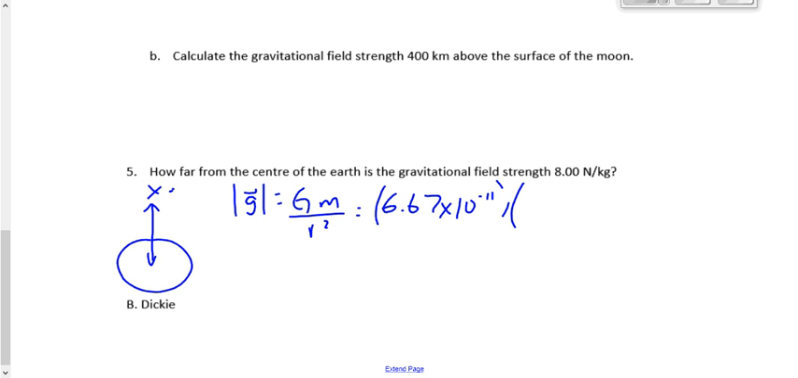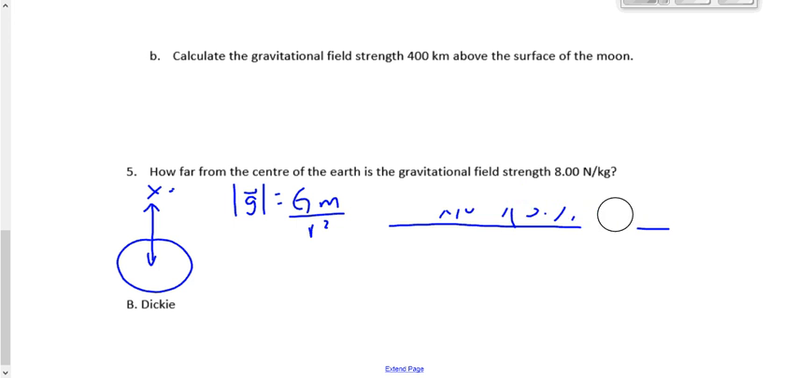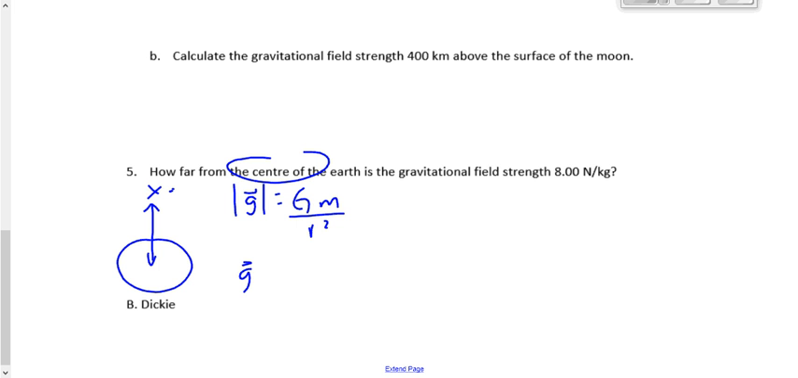The mass here is the mass of the Earth. The mass of the producer is 5.97 times 10 to the 24 kilograms, or 5.98, depending upon which version you're using. Oh, sorry. We got to rearrange this, don't we? We're solving for r, the distance from the center of the Earth. So let's take the r squared up by multiplying.